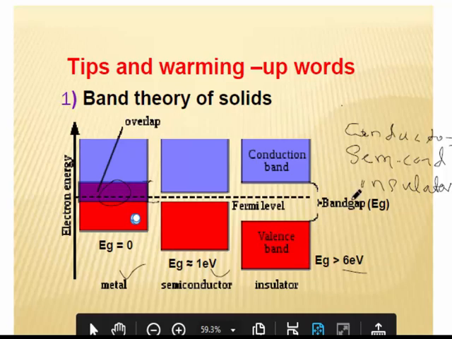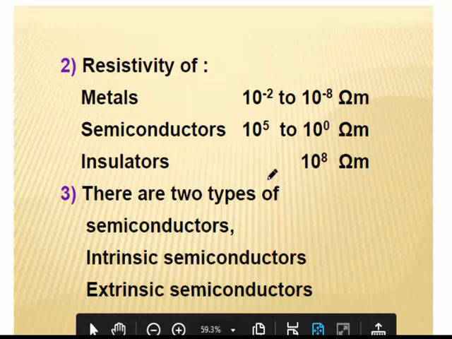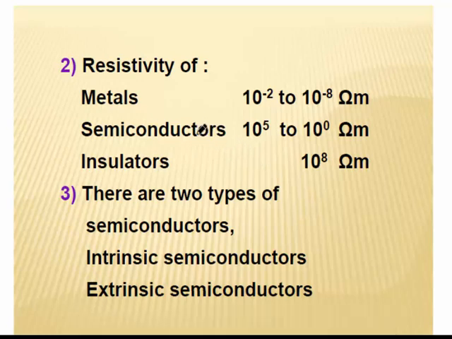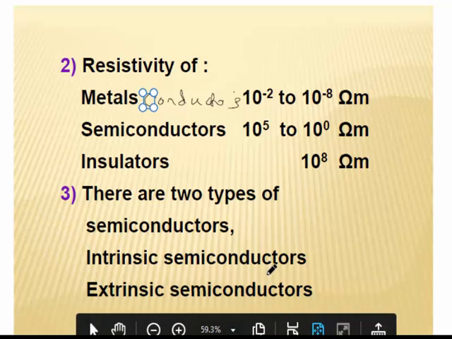Now we go to the second part, the resistivity of different materials. Metals are also called conductors. In conductors, resistance is low. In semiconductors, it is medium, and in insulators, resistance is very high. You can see the range. Next, there are two types of semiconductors: intrinsic semiconductors and extrinsic semiconductors.